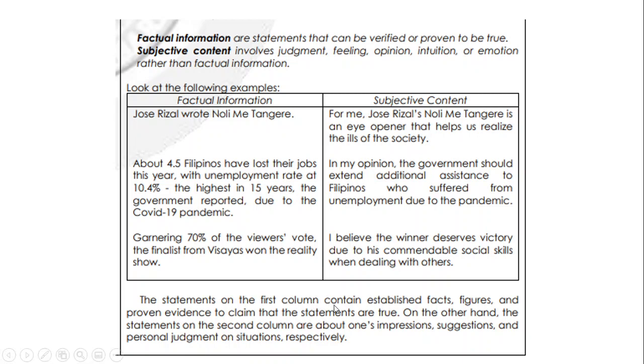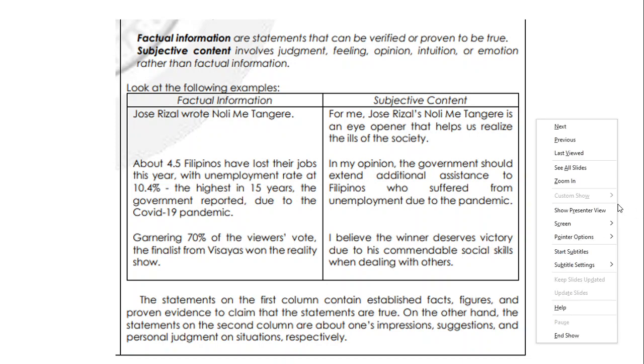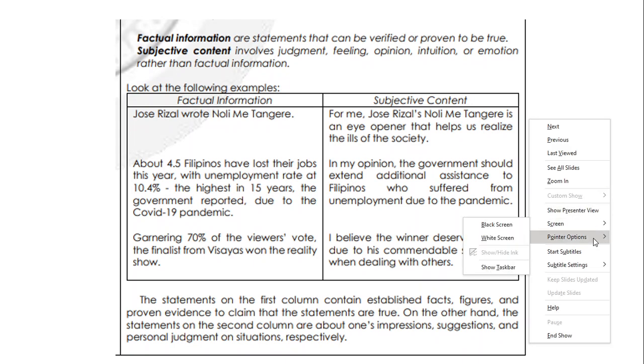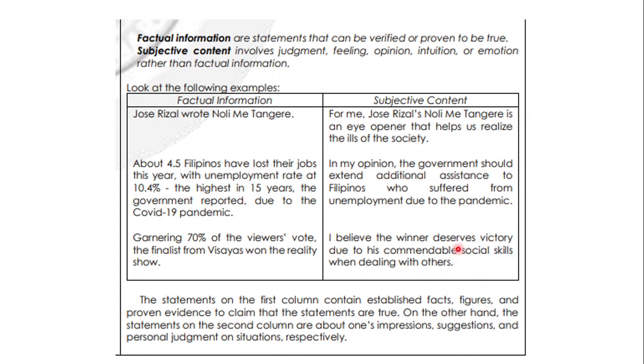So the statements on the first column contain established facts, figures. 'Di ba, factual siya, may mga figures siya, yan yung mga 10.4, 70%, yan yung mga figures na tinatawag. And proven evidence to claim that the statements are true, 'di ba? May mga ebidensya na binibigay sa atin. Report ng government 10.4 ang walang trabaho. So that is an example of evidence. On the other hand, the statements on the second column are about one's impression. Walang proof. Impression lang niya, sarili lang niya suggestions and personal judgment on situations respectively.